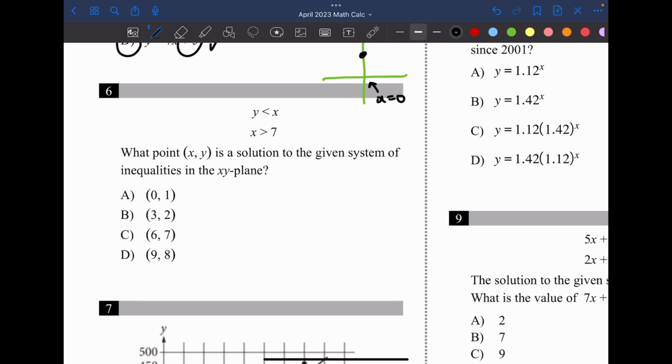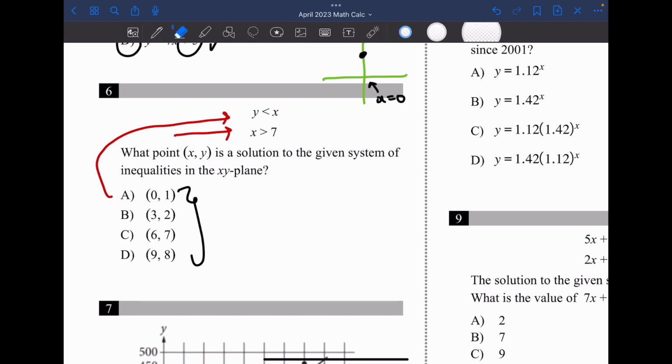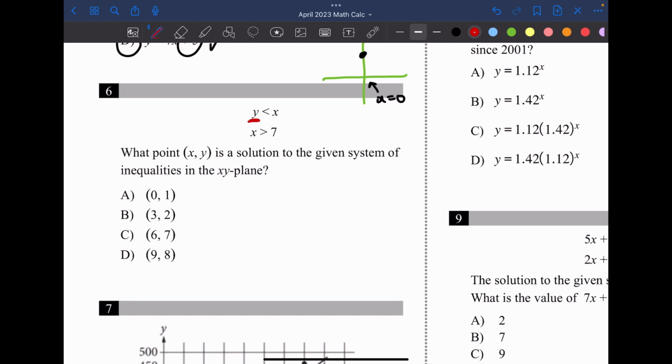Part C, or question C: what point (x, y) is a solution to the given system of inequalities in the xy plane? So in other words, which of these points satisfies both inequalities that we have here? It has to be both. You cannot satisfy one but not the other. Okay, so the first one says that y has to be less than x. So basically, this value has to be less than this value.